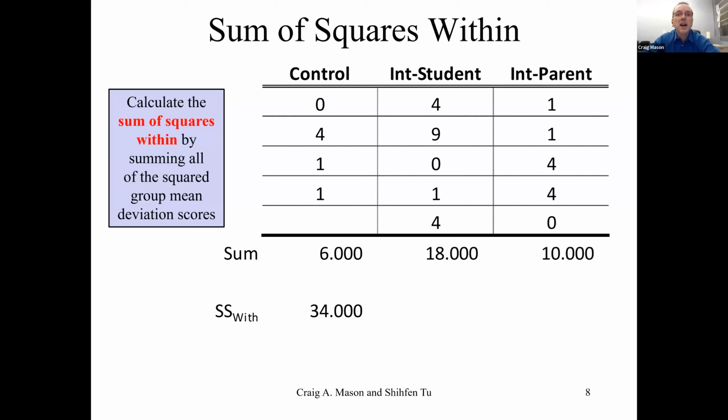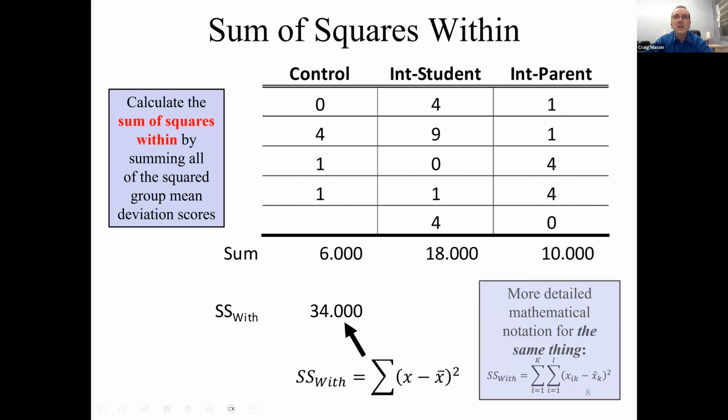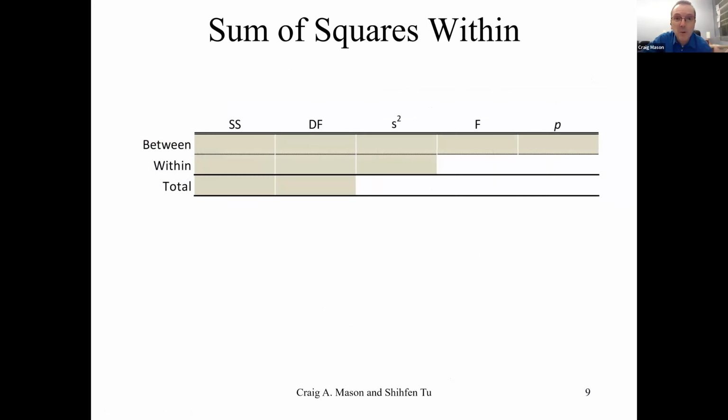Great, that's nice. You may see that written mathematically, right? The sum of squares within is the sum of x minus x bar. Now you could get a little more technical, with other notation you might see that gets more into the subscripts, like the child i in group k, if you're really into that. But I'm not going to quiz you on using the notation.